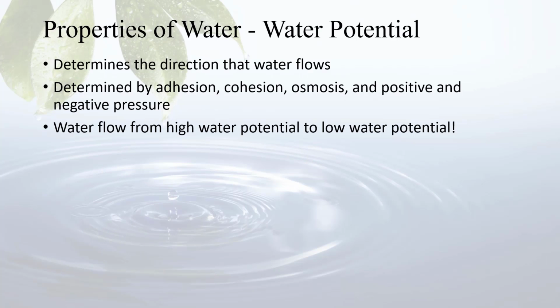So ultimately, when we combine all of these processes together, we get what is referred to as this property of water potential. And that's going to determine the direction that water flows. And it's determined by all those things I just talked about: adhesion, cohesion, osmosis, and positive and negative pressures. We combine them all and we get a value of water potential. And what you should know is that water will flow from a high water potential to a low water potential. So combining all of those things, we classify that as water potential, and then we'll get a value for it, and then water is going to flow from high water potential to low water potential.